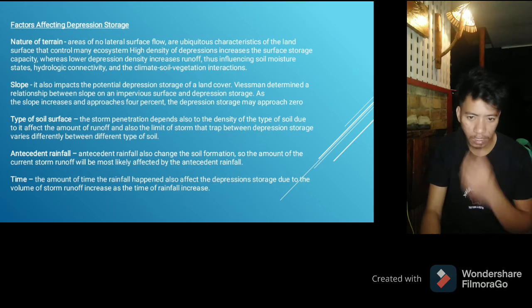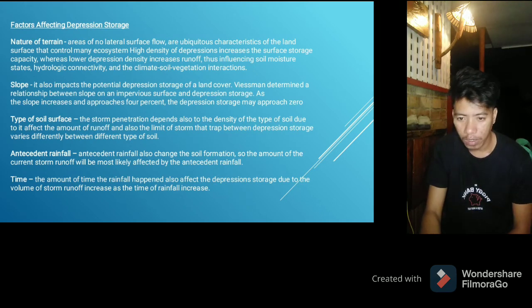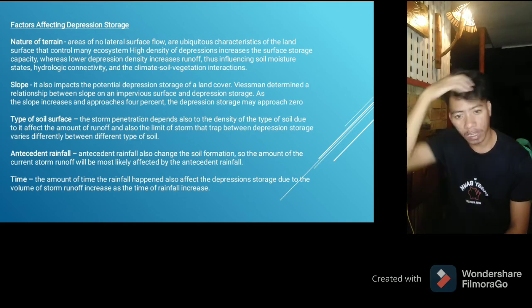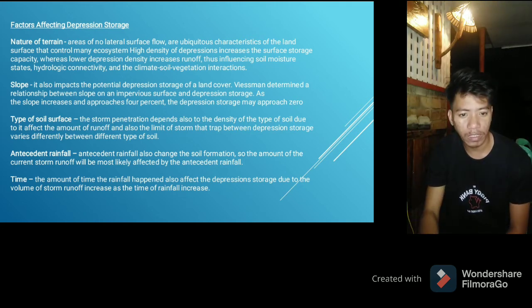So, factors affecting depression storage. Nature of terrain, where areas have no lateral surface flow, are ubiquitous characteristics of the land surface that control many ecosystems. High density of depressions increases the surface storage capacity, whereas lower depression density increases runoff, thus influencing soil moisture states, hydrologic connectivity, and the climate-soil-vegetation interaction.